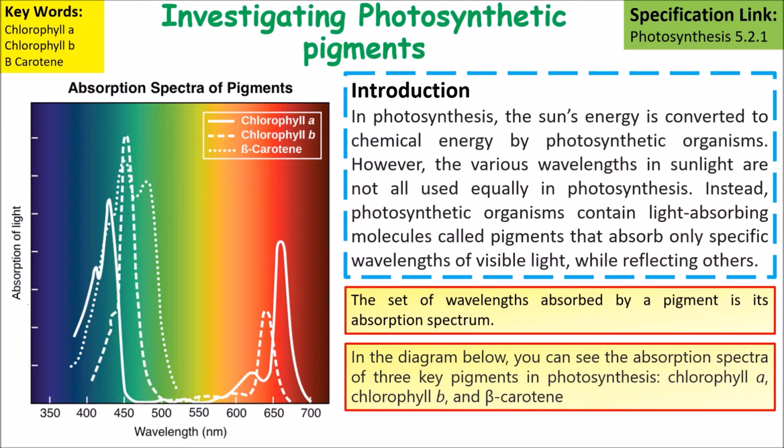In photosynthesis, the sun's energy is converted into chemical energy by photosynthetic organisms. However, the various wavelengths in sunlight are not all used equally in photosynthesis. Instead, photosynthetic organisms contain light-absorbing molecules called pigments that absorb only specific wavelengths. The set of wavelengths absorbed by a pigment is its absorption spectrum. And we can see in the diagram that different types of chlorophyll absorb light at different wavelengths.